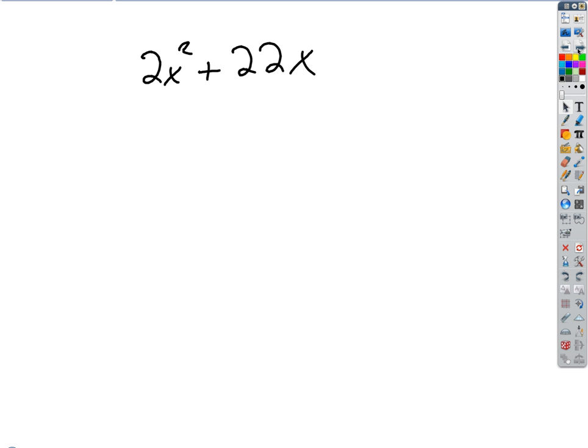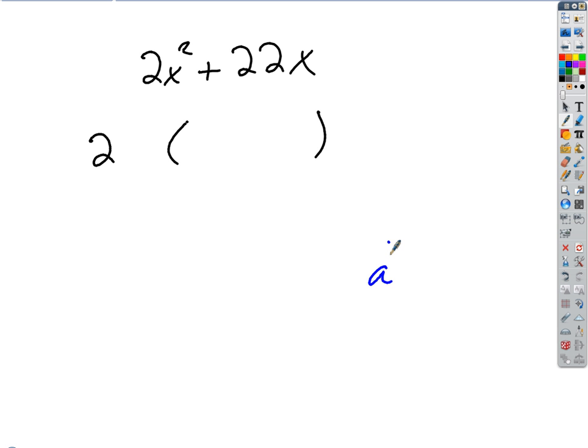Same idea. Factor out the greatest common factor this time. What's the biggest thing that divides into both 2x squared and 22x? 2. Okay, 2 is the number part. What about a variable part? Now I want to remind you about a property of exponents.